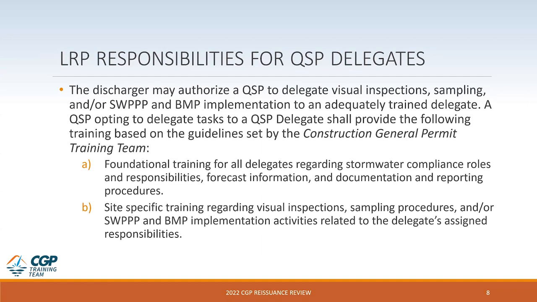The discharger may authorize a QSP to delegate some of these tasks, including visual inspections, sampling, and/or SWEP and BMP implementation, but that person must be adequately trained. A QSP opting to delegate these tasks to a QSP delegate shall provide the following training based on the guidelines set by the Construction General Permit Training Team. One, they must have foundational training for all delegates regarding stormwater compliance roles and responsibilities, forecast information, and documentation and reporting procedures, as well as site-specific training regarding those visual inspections, the sampling procedures, and/or SWEP and BMP implementation activities.